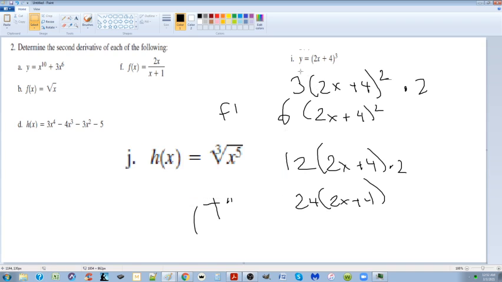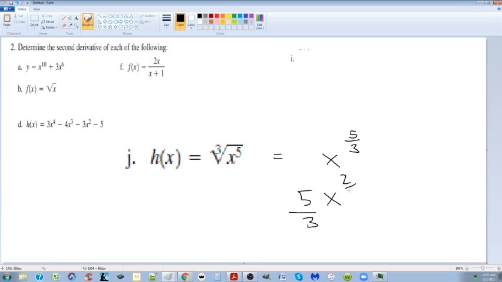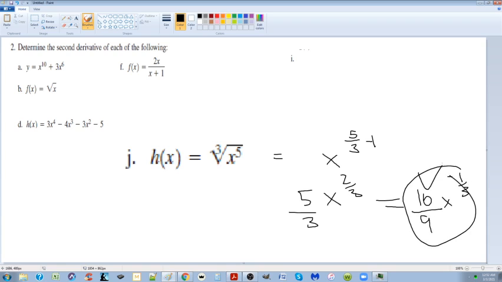This one, the secret is, it's actually pretty easy, this one. Just you got to remember your exponents. This is the same as this, as you probably know. So the first derivative is this, because when I subtract 1 up here, that's what it becomes. And the second derivative is this. Done.